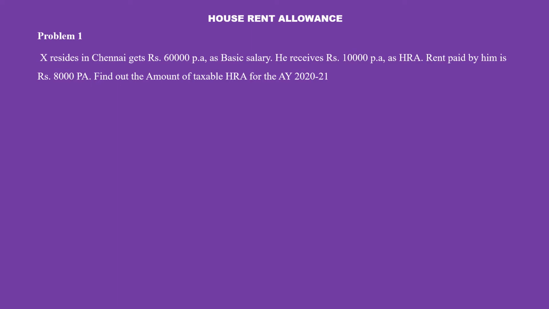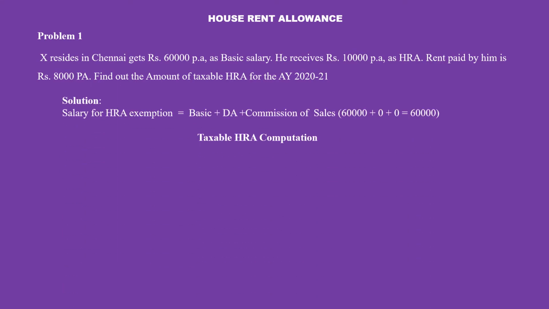So what are the things that we know in this sum? He is getting a basic salary of 60,000 per annum. He receives 10,000 as house rent allowance, the allowance that he is receiving is 10,000. The rent that he is paying for the house he is living in is 8,000 per annum. And another point you need to remember is he is living in Chennai.